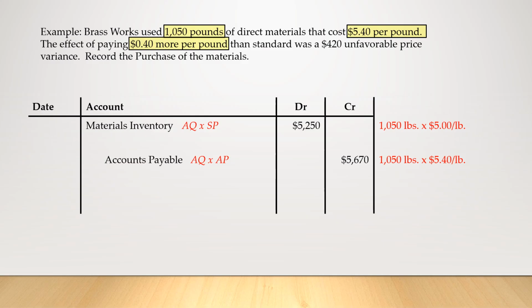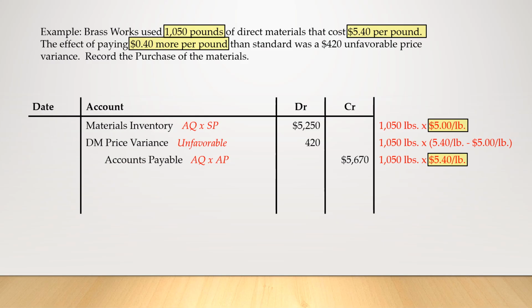Which materials variance are we going to record, the price or the quantity? Notice that the quantity is consistent between our two accounts. However, their respective prices are different, so we'll record the direct materials price variance, the actual quantity times the difference between those prices. Because the actual price we're paying is greater than the standard price, this variance is unfavorable. Unfavorable variances are recorded with debits. Effectively, they function as expenses.